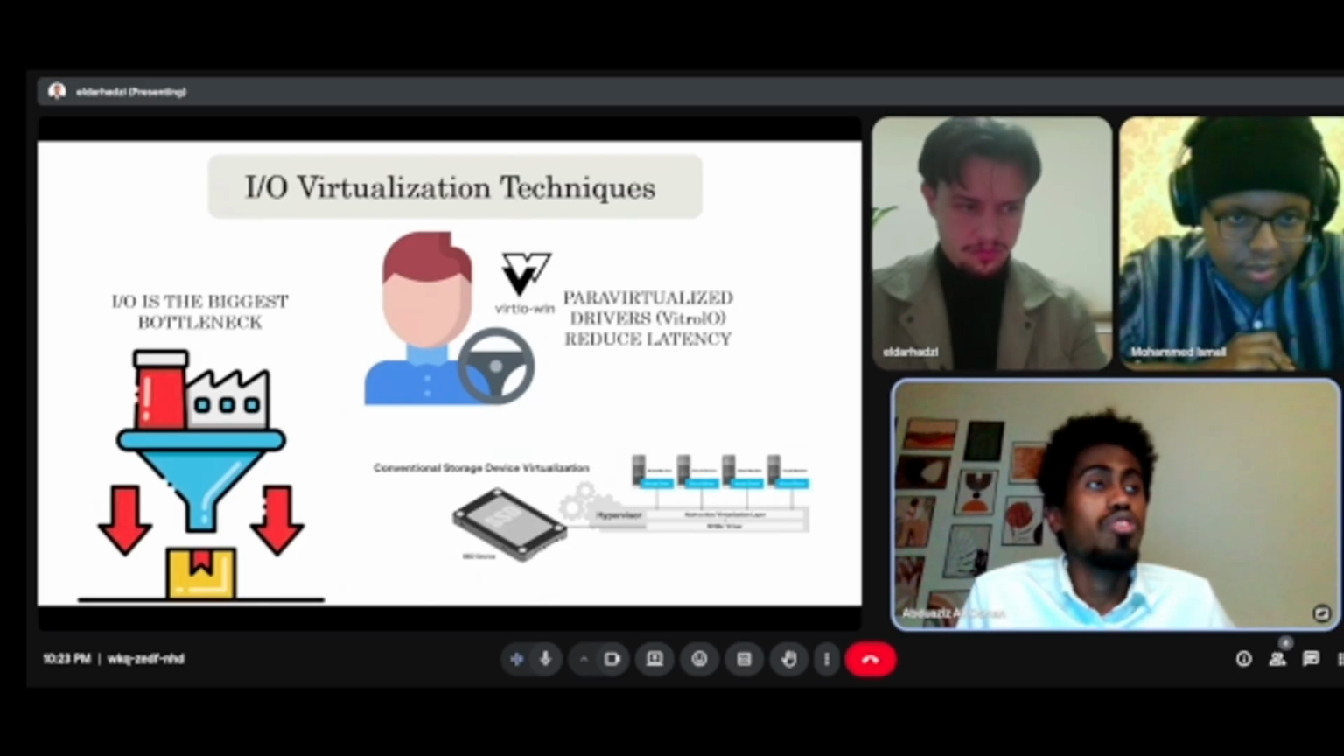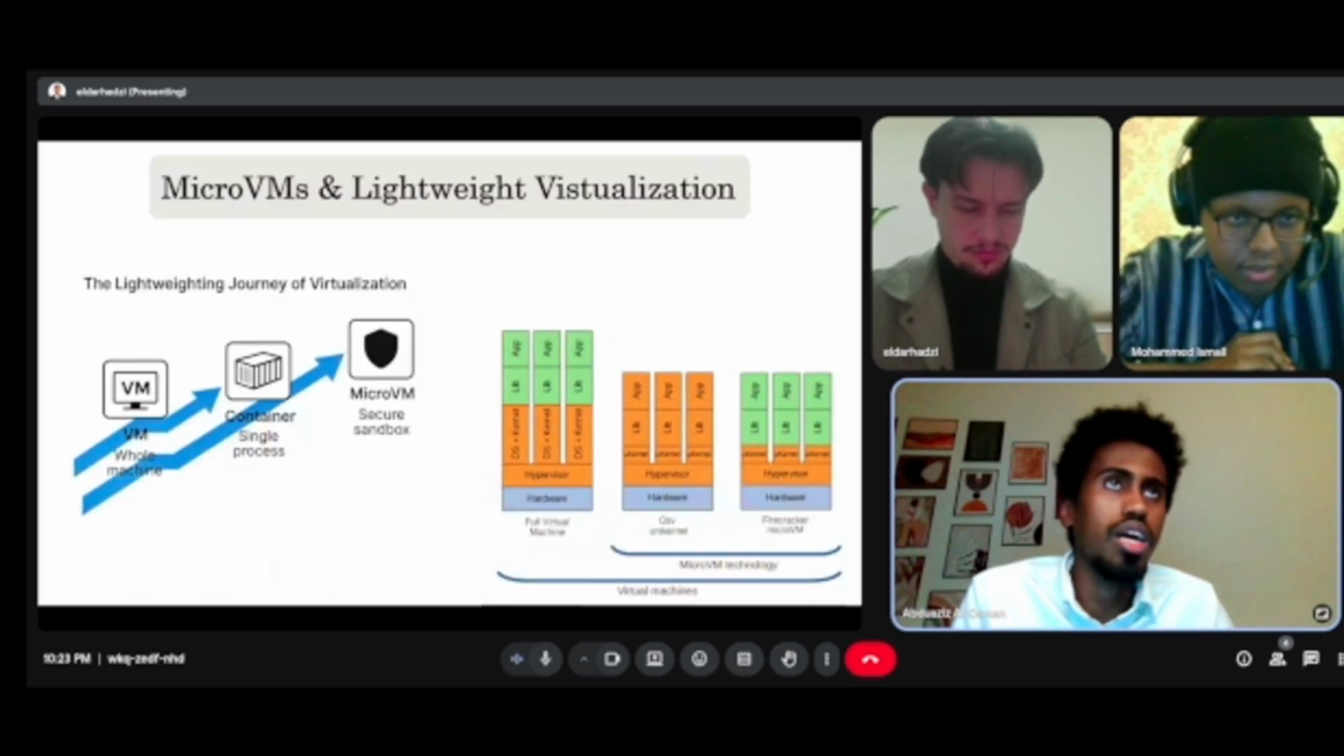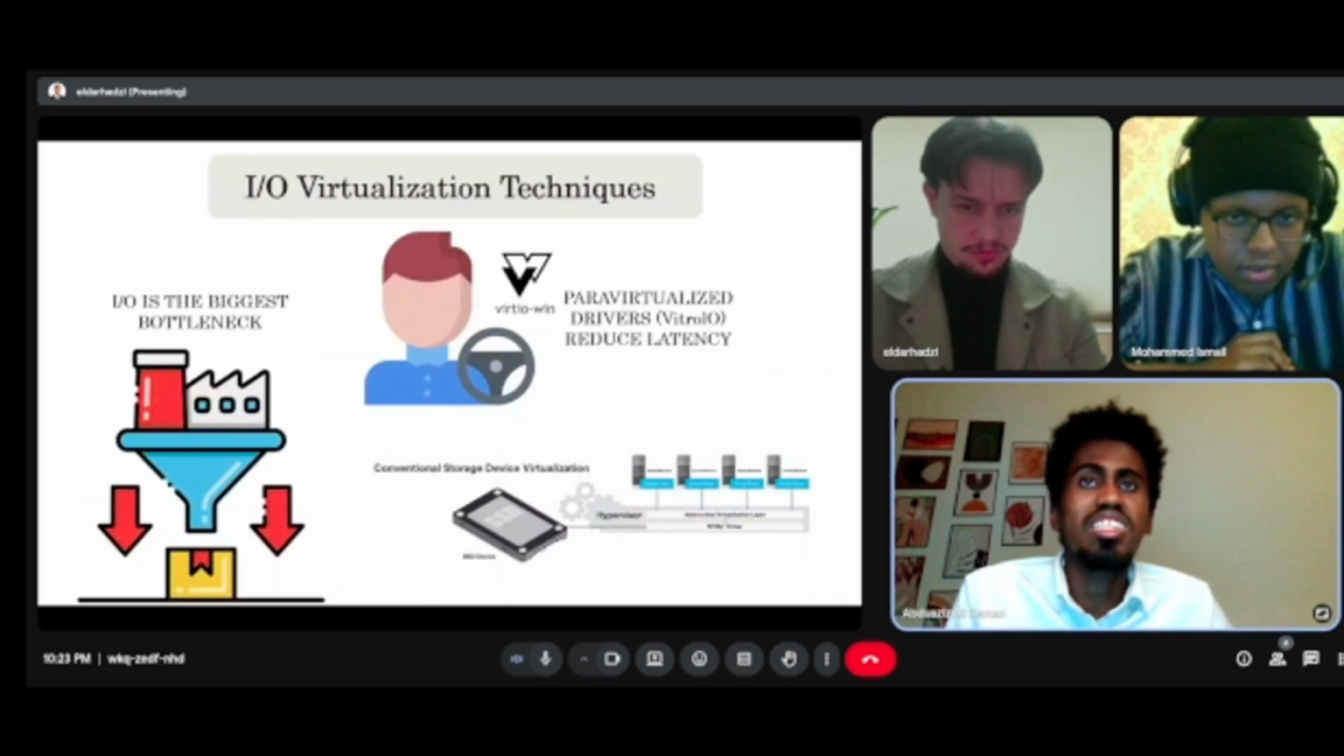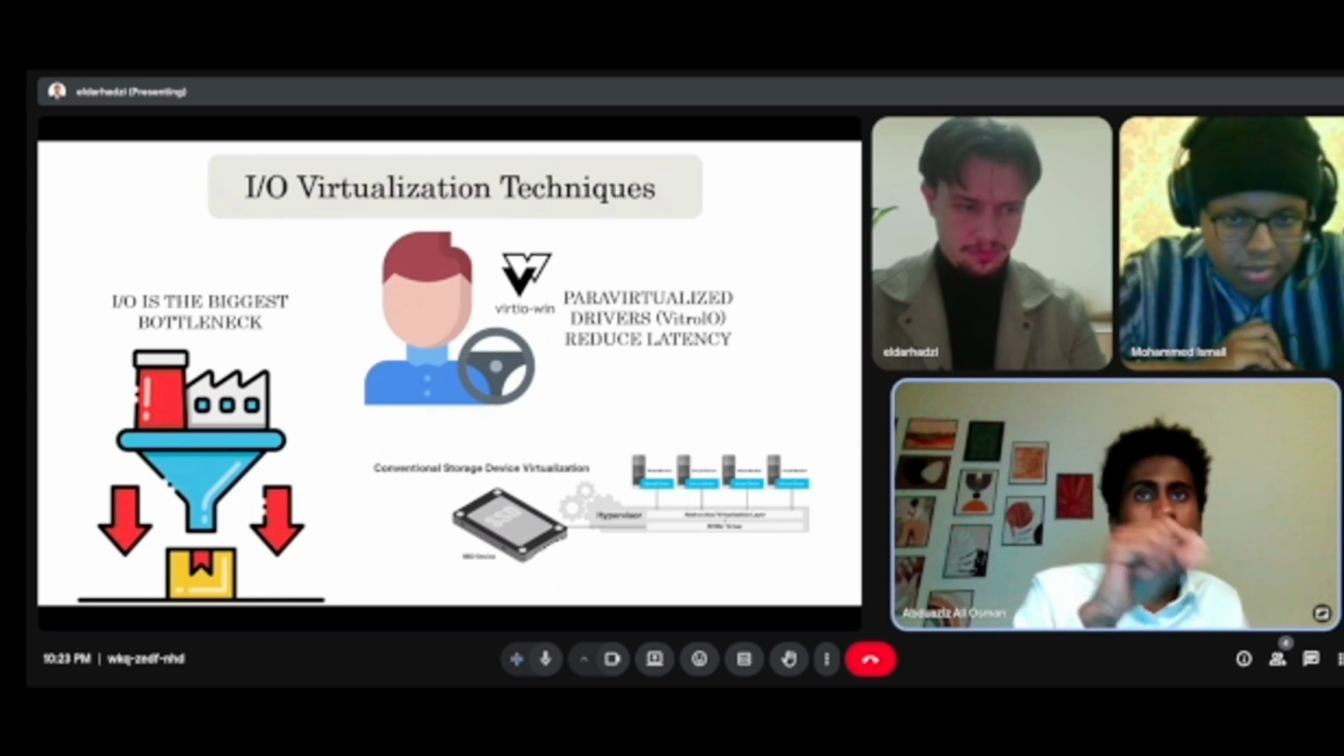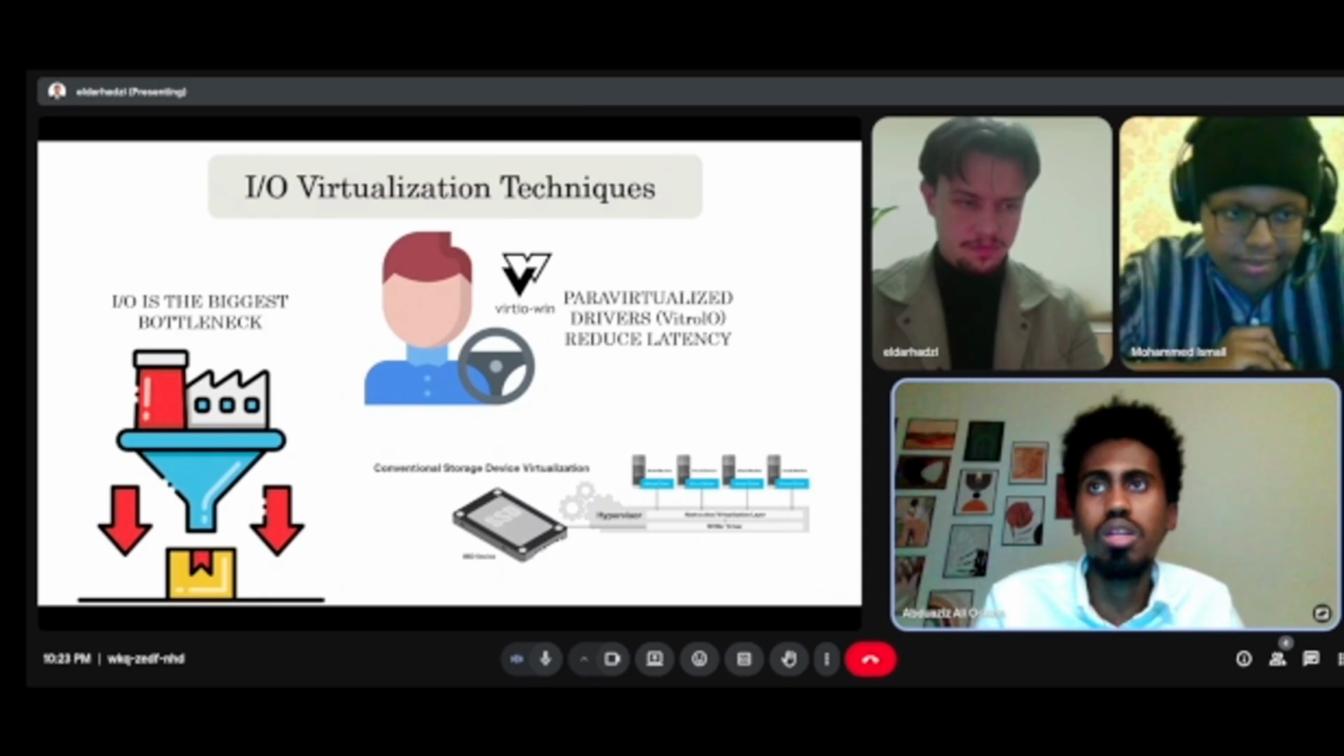Using paravirtualized drivers like VirtIO, the one that I mentioned earlier, makes disk and network access much faster because the VM can talk to the hardware more efficiently. So that's basically what it means.